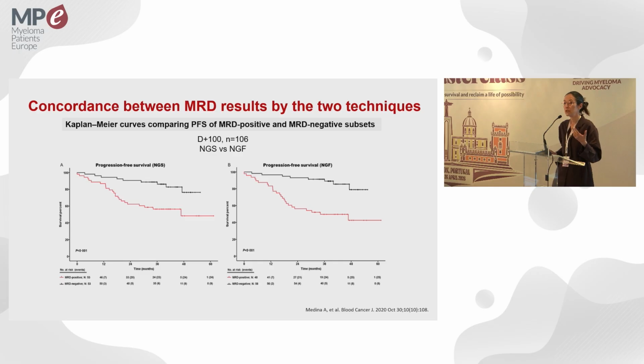So these two methodologies assess different things. One, next-generation flow, assesses the presence of clonal plasma cells in the marrow. The other one, next-generation sequencing, follows the fingerprint, the IGH rearrangement of the clonal plasma cell. We are not following exactly the same thing, so the results are not fully superimposable. They are different. We are looking for different things.